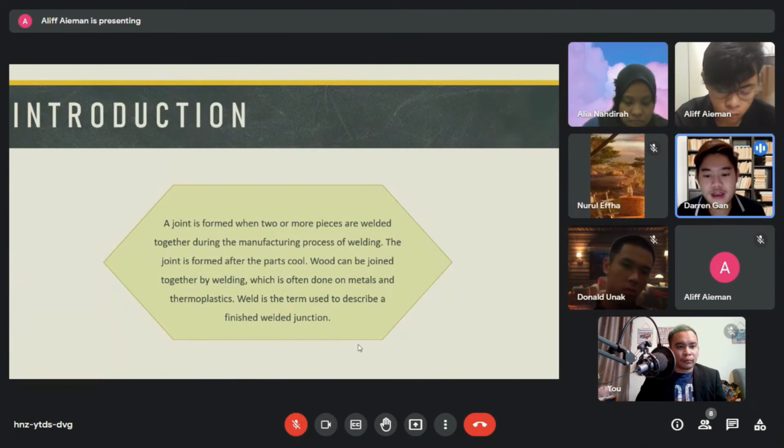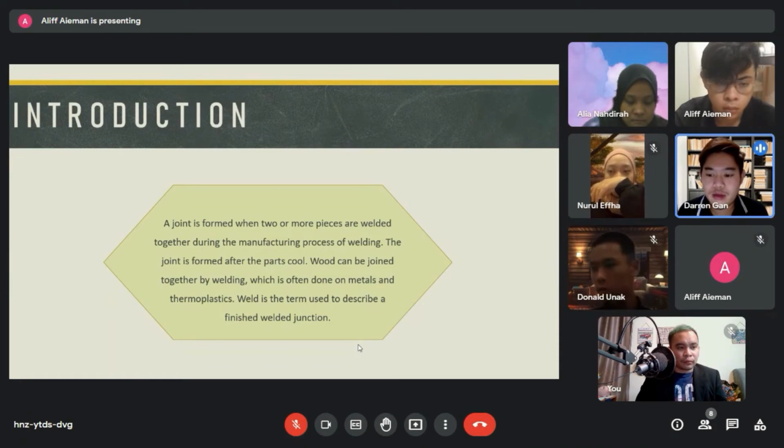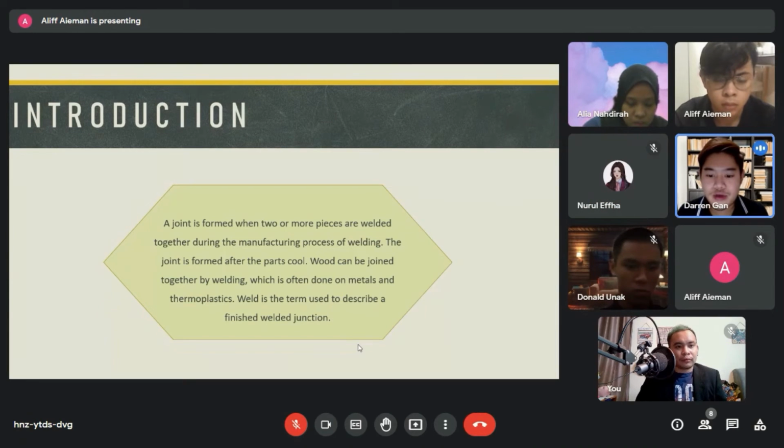Hello. Cluster 3 is welding safety. For the introduction, a joint is formed when two or more pieces are welded together during the manufacturing process of welding. The joint is formed after the parts cool. Wood can be joined together by welding, which is often done on metals and thermoplastics. Weld is the term used to describe a finished welded junction.